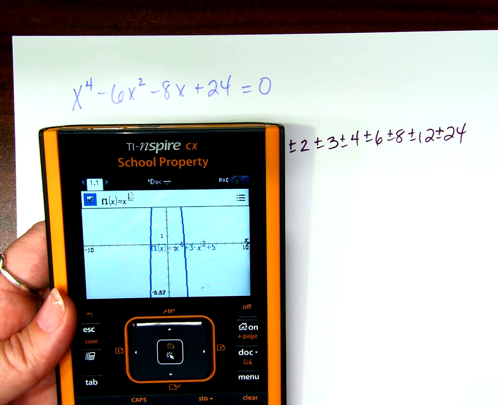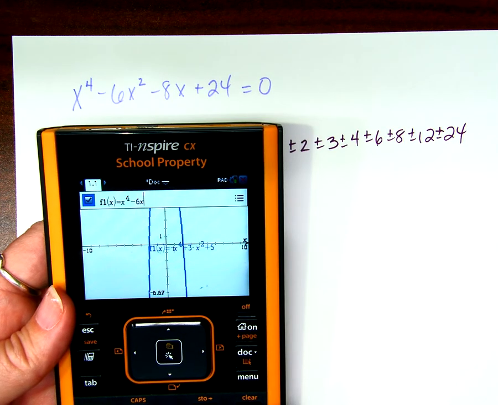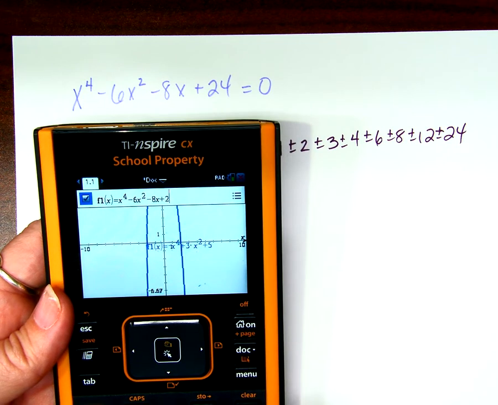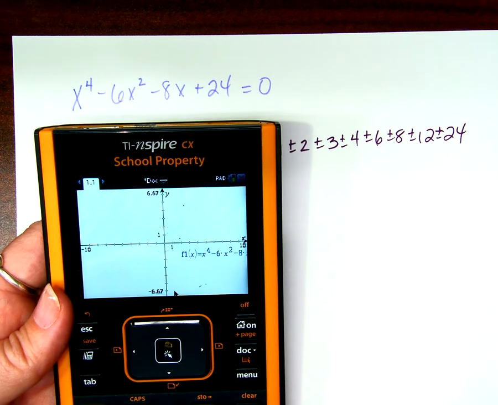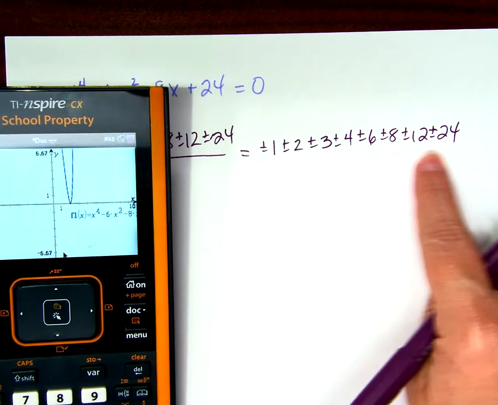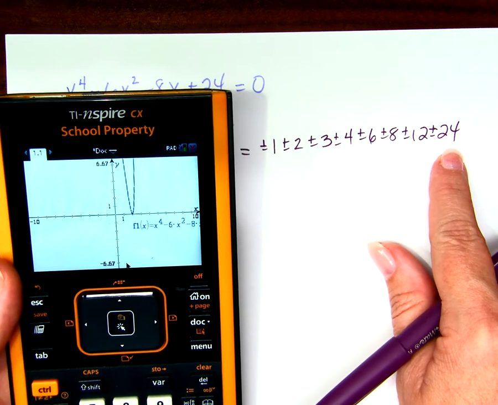X raised to the 4th minus 6x squared minus 8x plus 24. And I'm going to look for zeros on this calculator right here. Well, if I have to look and check, I have to make sure all of these, it might be a little easier to look at the table.